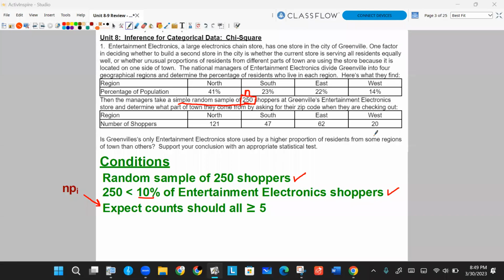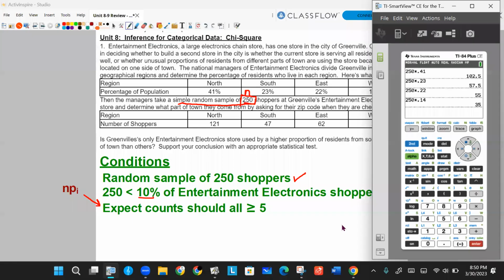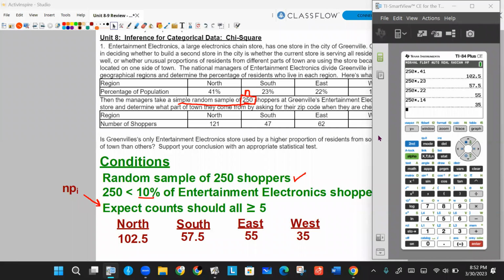Just a reminder, the expected count is the number in your sample times the individual proportions. So you have your individual proportions for each of your regions, and we have 250. Just do those 4 calculations and list those here. You can throw them in the calculator like so, and just jot them down. After you write them down, you are ready to proceed with the test.